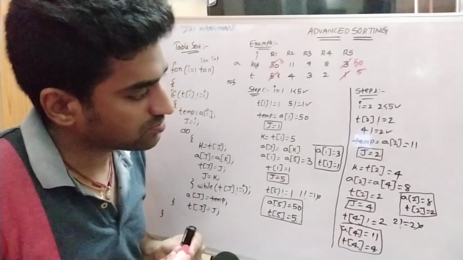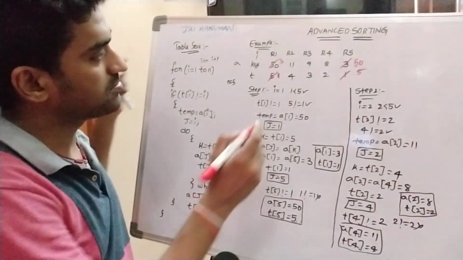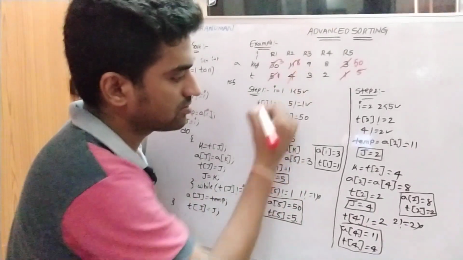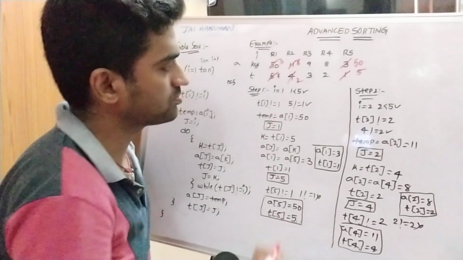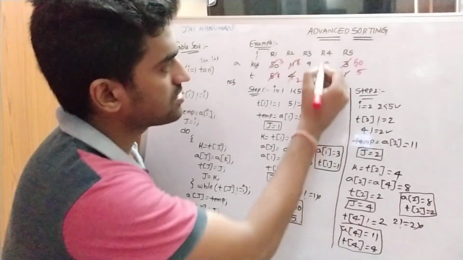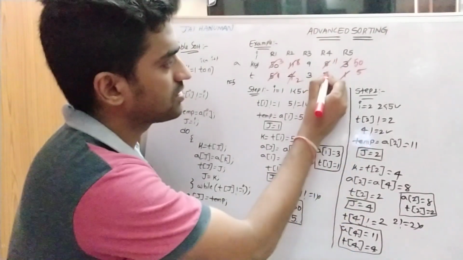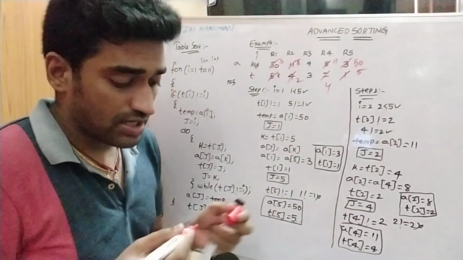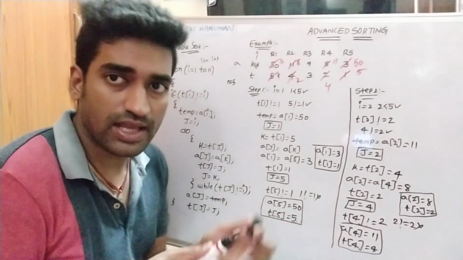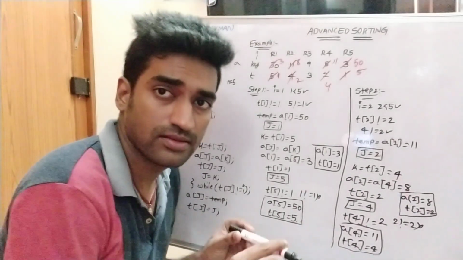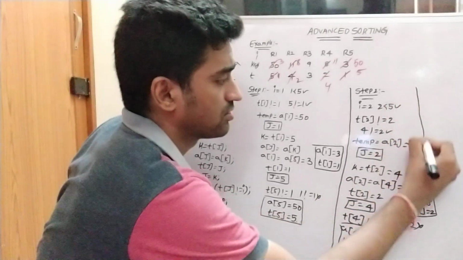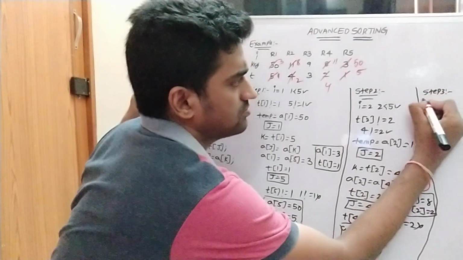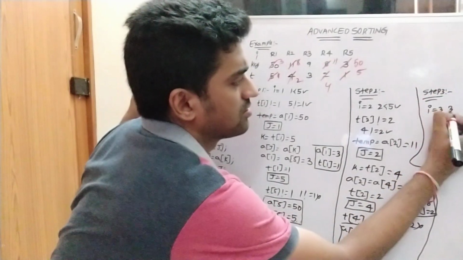So A of 2 is replaced by 8, T of 2 is replaced by 2, A of 4 is replaced by 11, T of 4 is replaced by 4. So after completion of the entire process, I is incremented by 1. Now what is the value of I? So in step 3, I value becomes 3, 3 less than 5.